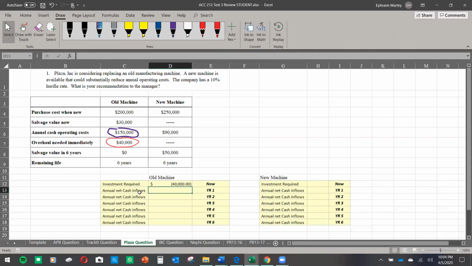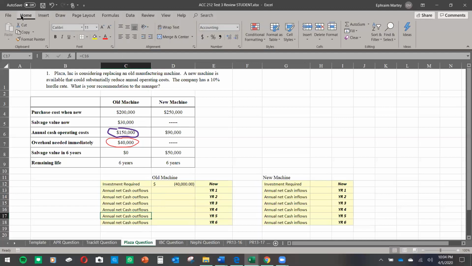So this is a cash outflow, all the way. Every year we will spend this much on keeping the old machine, which is 150,000 for the whole year. So we're just going to reference it and then drag it all the way to the 6th year.